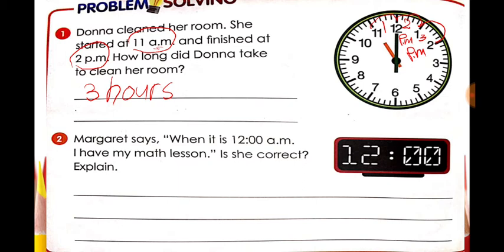Margaret says when it's 12 a.m., I have my math lesson. Is she correct? Explain. 12 a.m. is midnight. Are you at school and taking a math lesson? For sure not. You are asleep. You have your sweet dreams or counting sheep. So it's not 12 a.m. It's 12 p.m., afternoon. Yes. So the answer is no.